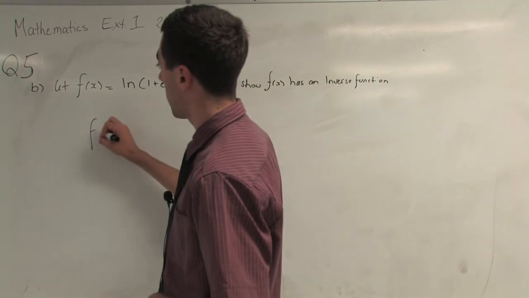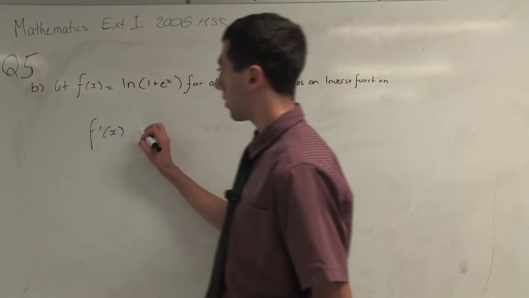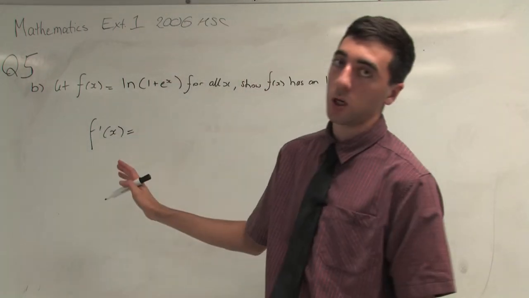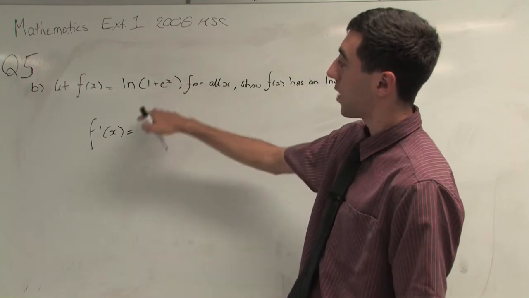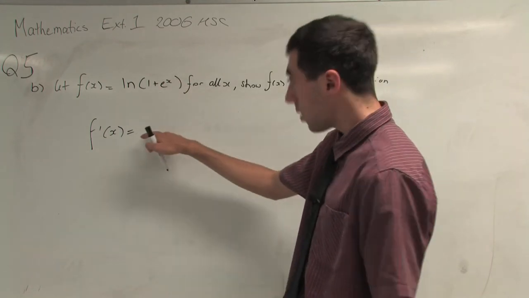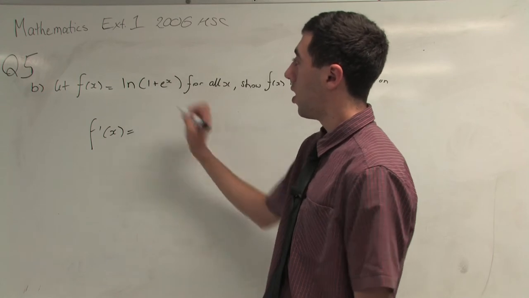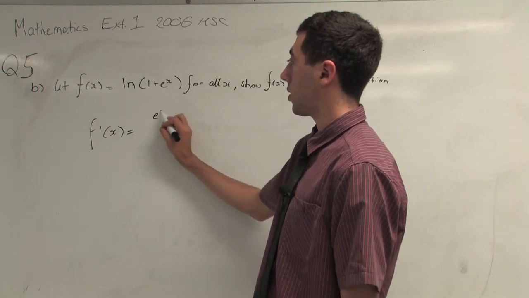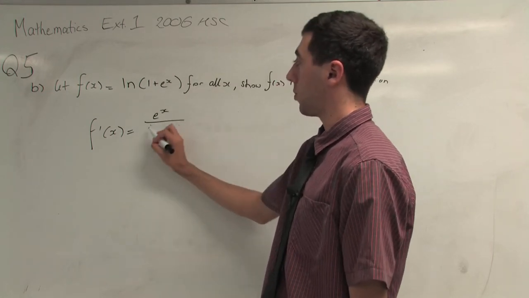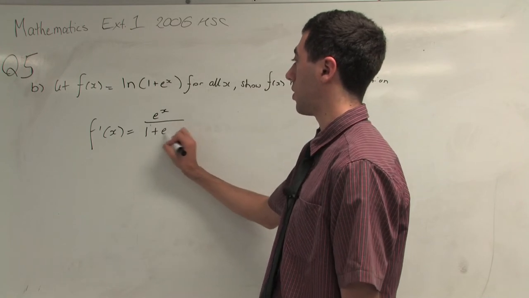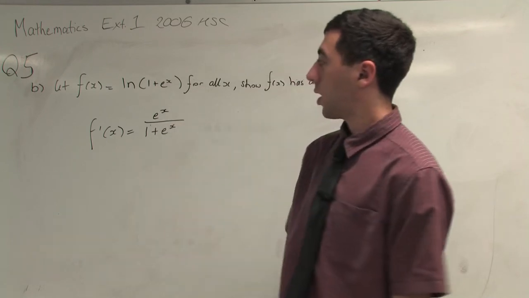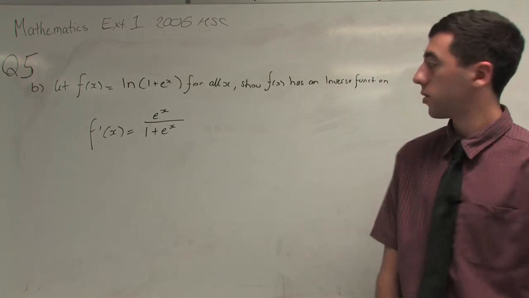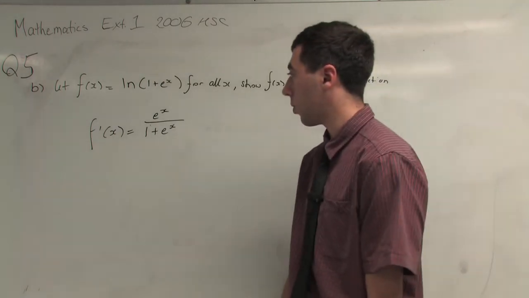So we get that f'(x) is equal to, when we differentiate logs, we have the derivative on the top and the original function on the bottom. So the derivative of 1 + e^x is in fact e^x, and at the bottom is just simply what's in the function. Okay, so that's pretty straightforward. So we just need to show that it is positive for all x.